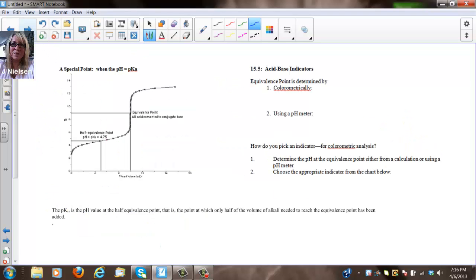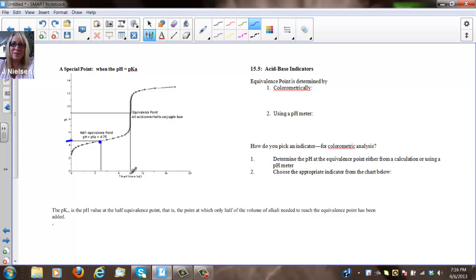One special point is when the pH equals the pKa; we have to understand what's going on. The pKa is the pH value at the half equivalence point. That is the point at which only half of the volume of base needed to reach the equivalence point has been added. So the half equivalence point is when the pH equals the pKa. That would be this point right here, where if you were to read this on the graph, it would be 4.75.